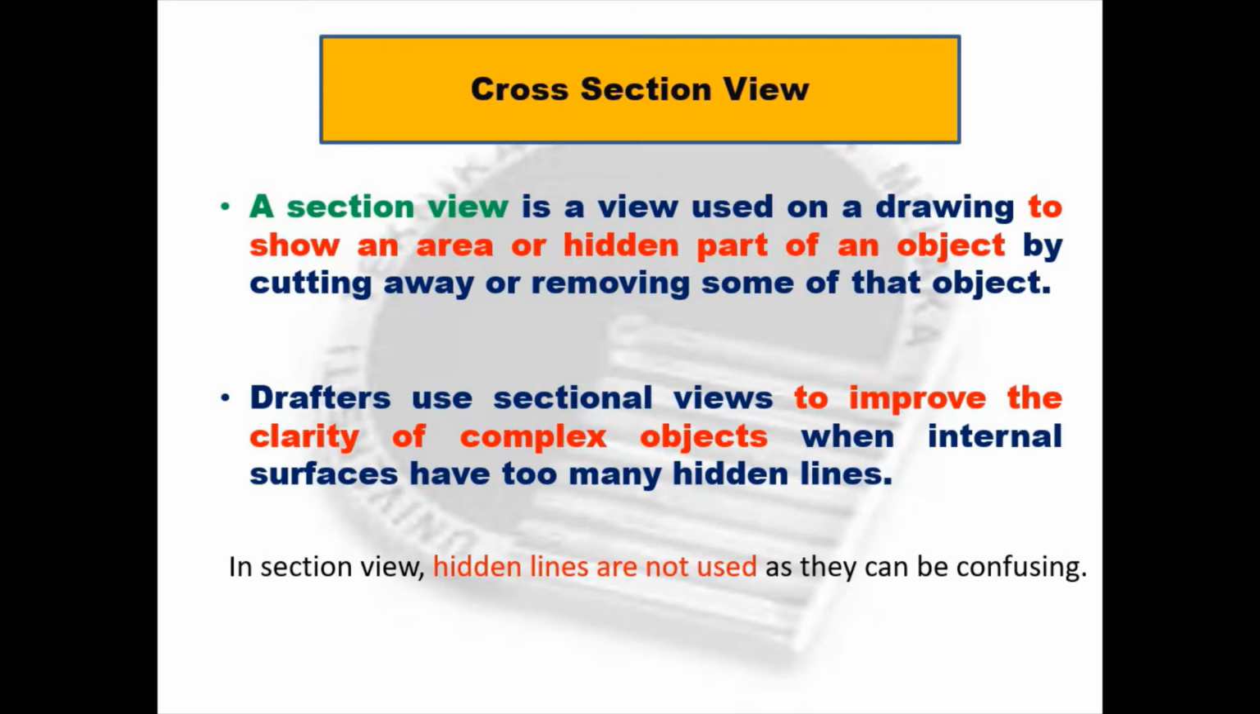A section view is a view used on a drawing to show an area or hidden part of an object by cutting away or removing some of that object. Drafters use sectional views to improve the clarity of complex objects when internal surfaces have too many hidden lines. In section view, hidden lines are not normally used as they can be confusing.